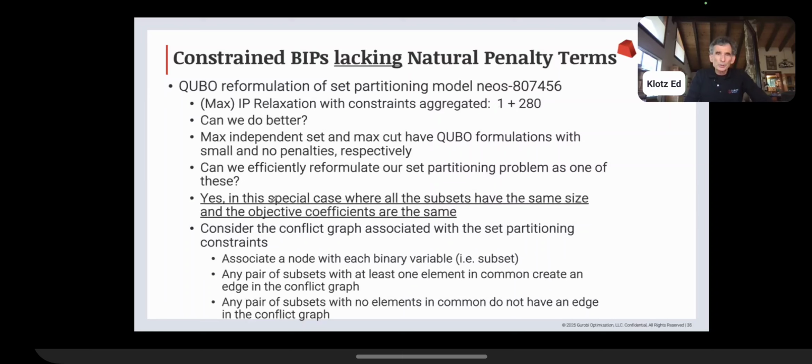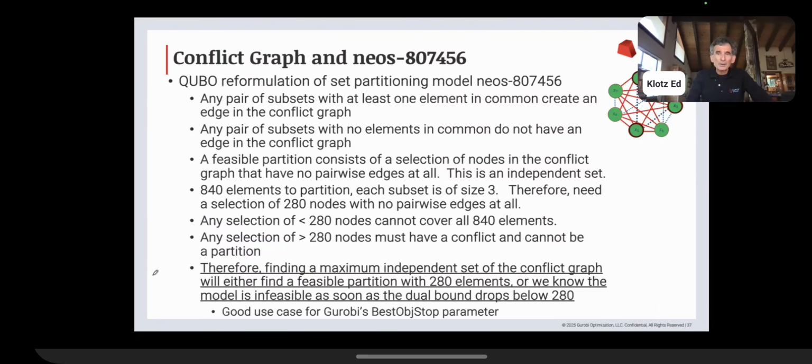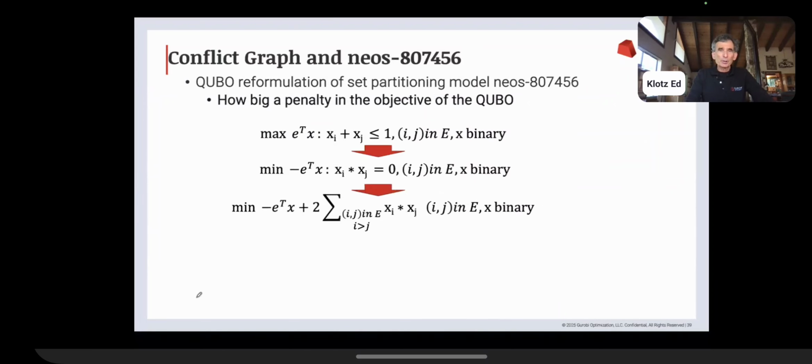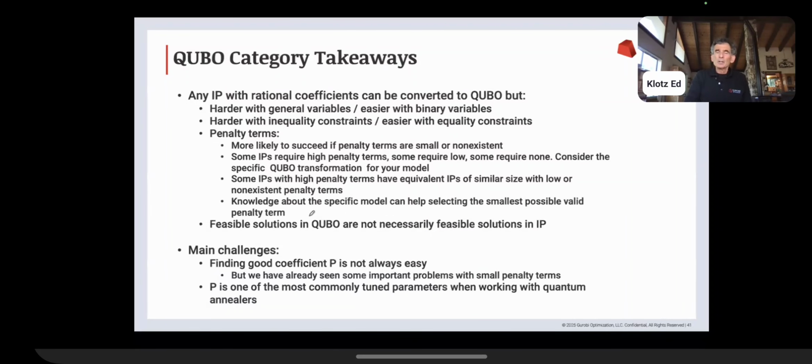And if you do that, what you discover is that this model is special in the sense that all the subsets have the same size and the objective coefficients are all the same. And because of that, it turns out you can reformulate this as a max-clique or max-independent set problem. And once you have that, your QUBO reformulation, as we've seen before, has a penalty of 2. So the main point is sometimes you can look at special structure for the model and make additional progress that otherwise you could not make.